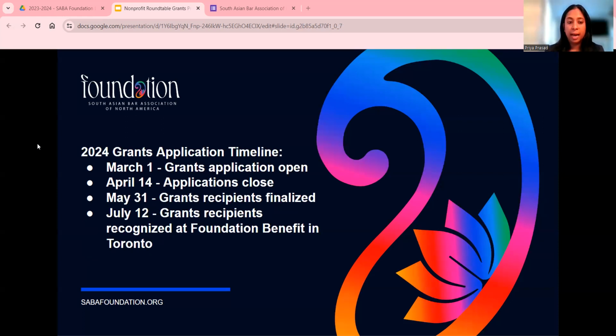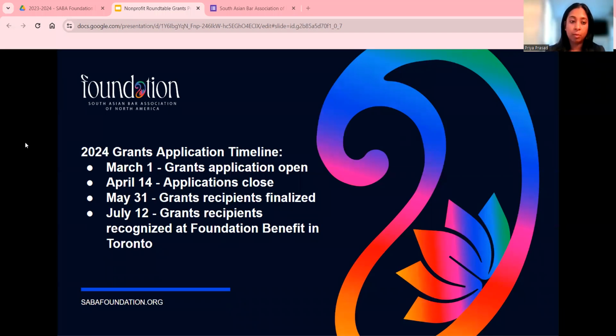So March 1, the application period opens. The applications go live on our website, and Ritu will walk you all through the website and where to look for the application. We have a hard deadline of April 14th. So this is about a month and a half you have to get your applications in. There won't be any extensions.